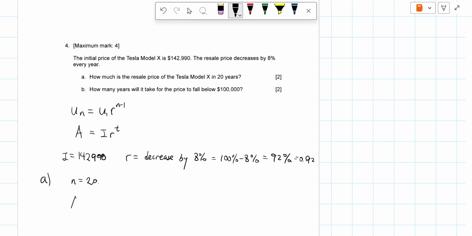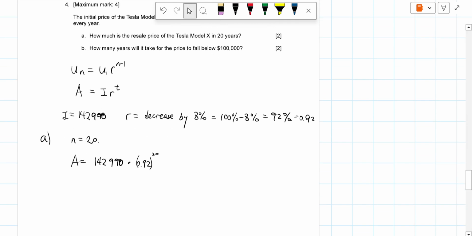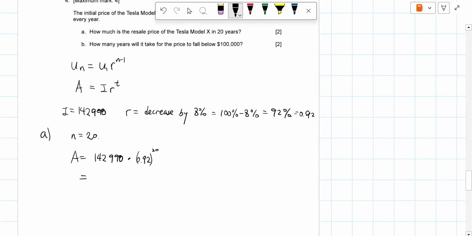So let's plug in the values. A is equal to 142,990 multiplied by 0.92 to the power of 20. So this one, we just have to use the calculator to compute it. So I think my answer would be 142,990 times 0.92 to the power of 20. So my final answer is 26,981.26, rounded to the nearest 100. So that will be my final price after 20 years.